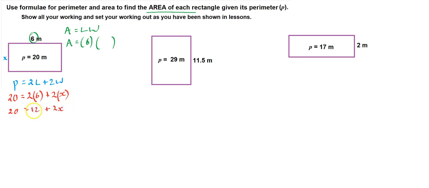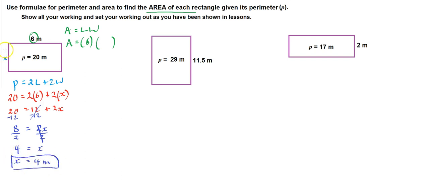And now we can just solve for x. So let's cancel out 12 on both sides by doing the inverse to positive 12, which is minus 12. So that's gone, and what we're left with on this side is 2x. 20 minus 12, sorry, is 8. We do the inverse to get rid of multiplying by 2. The inverse of multiplying by 2 is dividing by 2. And again, you do it to both sides. Whatever you do to one side, you do to the other. That leaves x on the right, and 8 divided by 2 is 4. So the answer is x equals 4 meters.